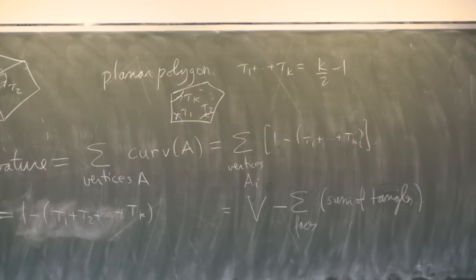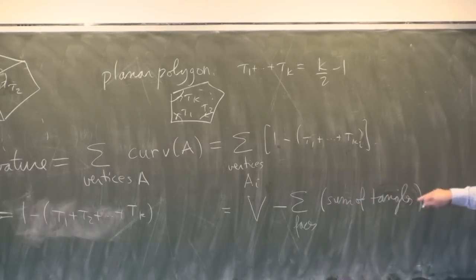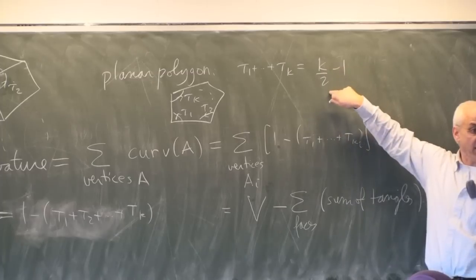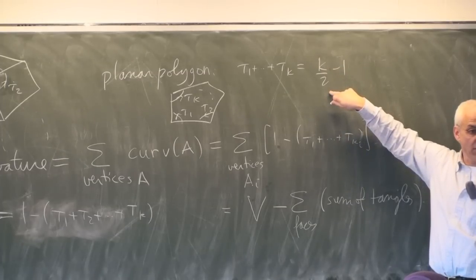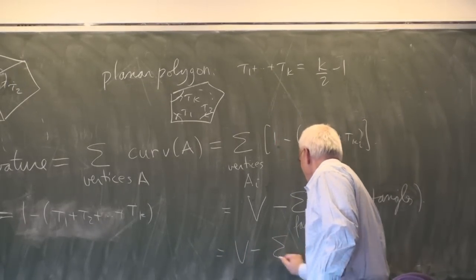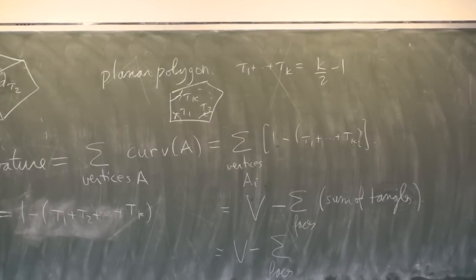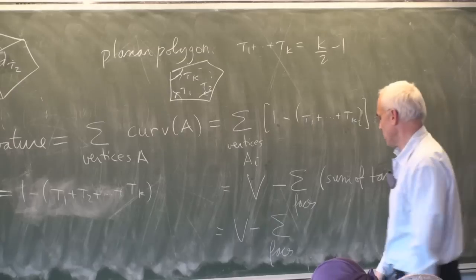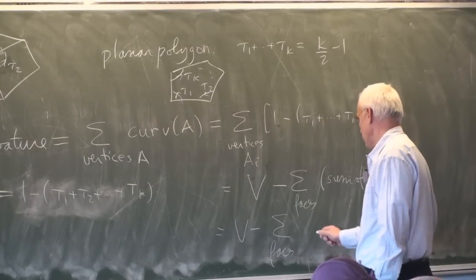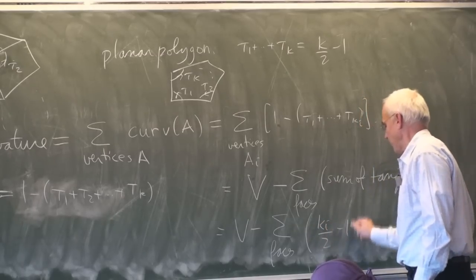Okay. So we can rewrite this sum over all faces of the sum of the turn angles, because we know what the sum of the turn angles is for any one individual face. It's the number of sides divided by 2, minus 1. So this is V minus the sum over all the faces of, let's say, ki over 2 minus 1.